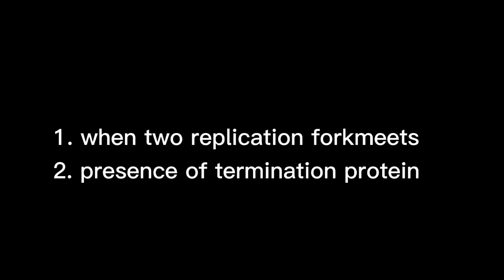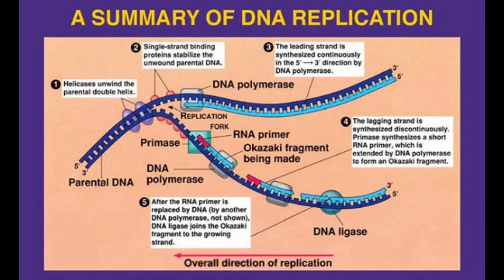Now let's proceed to the last step of DNA replication, which is the termination. There are two modes of termination. First is when the two replication forks meet, and the other is the presence of a termination sequence.